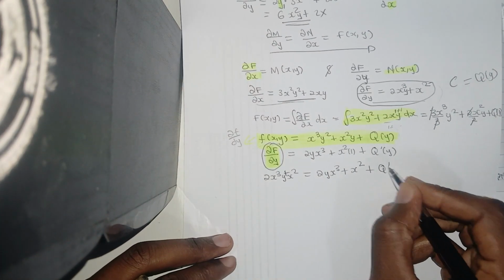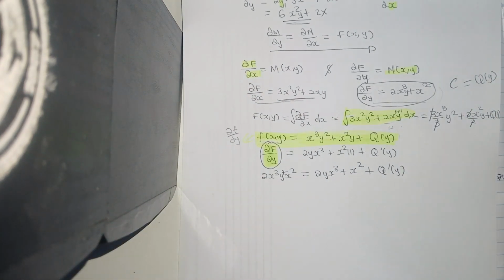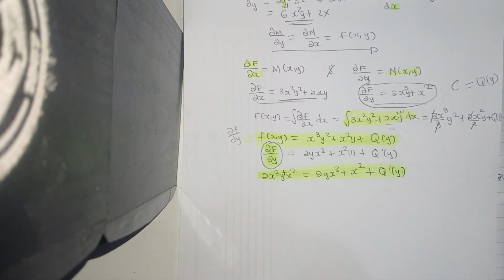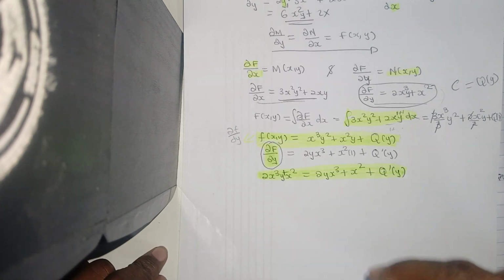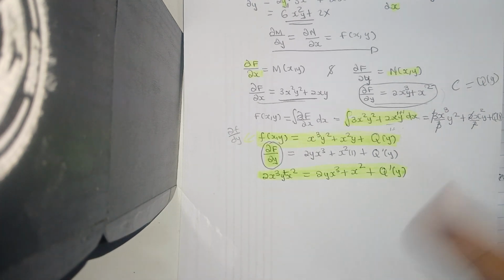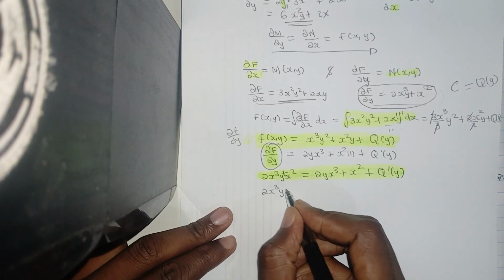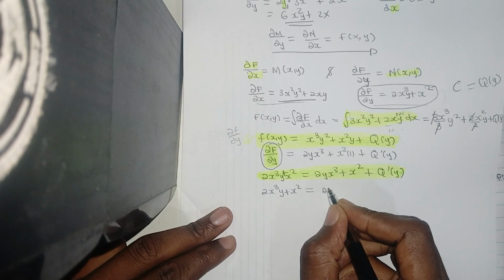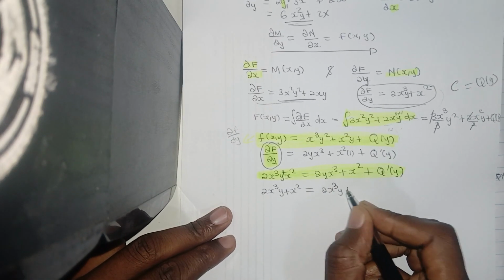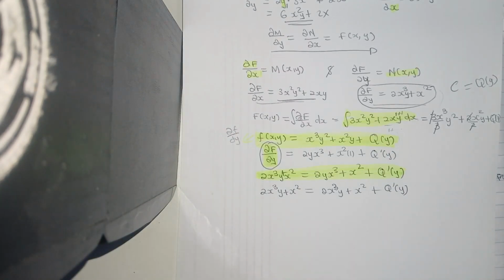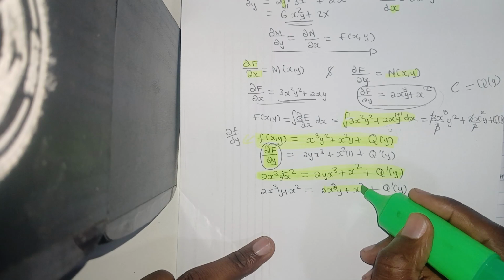plus q y, right? Another thing that you should always know: in this step, if nothing cancels each other, that means you did it very wrong. After deriving, something must cancel something. If it doesn't cancel, that means you did it very wrong, my friend. Now see, 2x cubed y plus x squared is equal to 2x cubed y plus x squared plus q prime y. Bingo.